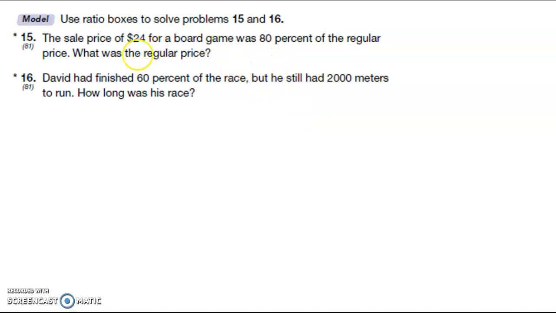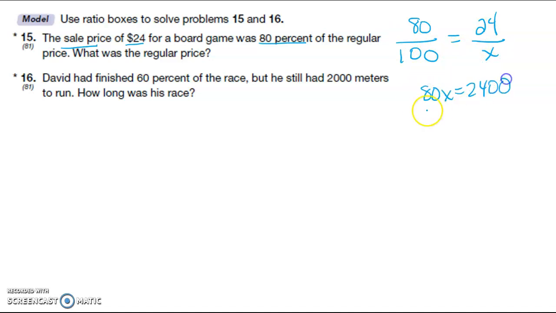Ratio boxes. The sale price is $24 for a game board that was 80% of the regular, what was the regular price. So when I did this one in the last video, what I did was I said, okay, so 80% or 80 per 100 is equal to 24 over whatever the total is. And I just wrote it this way. So then we cross multiply, divide, and that is $30.